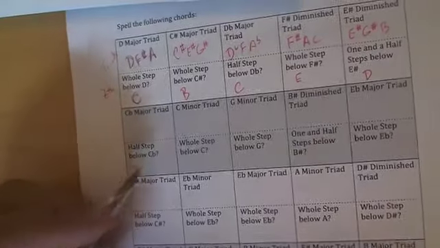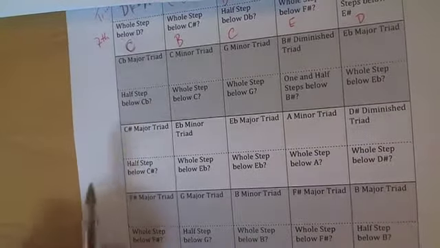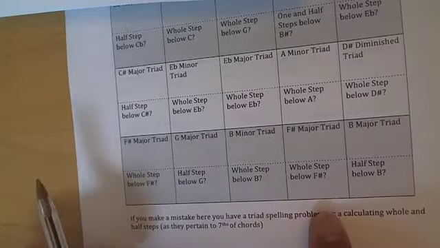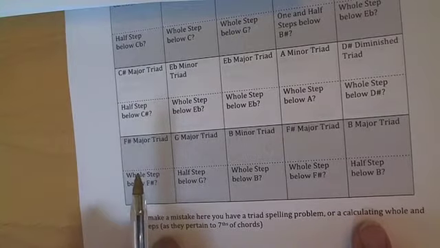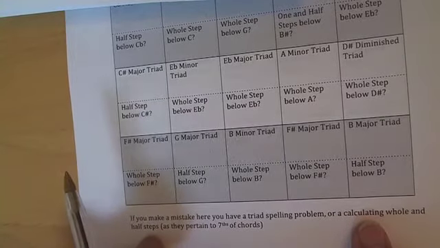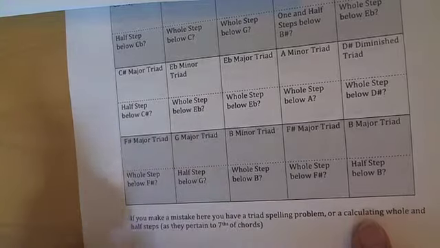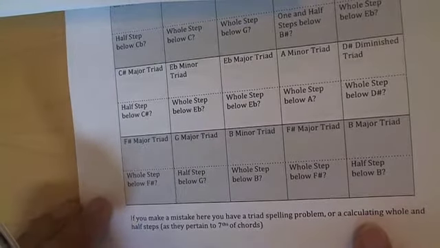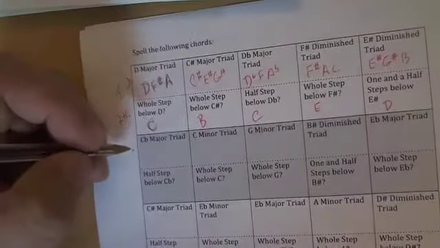All right, 3 more lines. We're just going to go through this. You can gauge for yourself: are you having problems spelling the triad, or are you having problems thinking about a whole and a half step as they portend the 7th of the chords? I guess how many half steps, right? Right. Just going to speed through now.